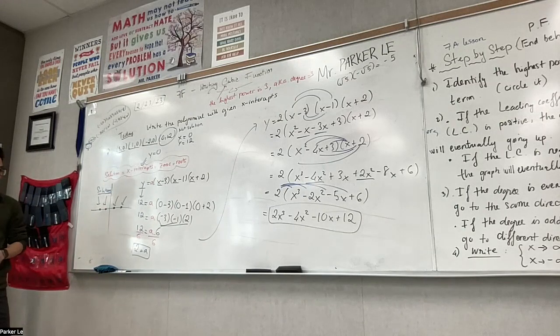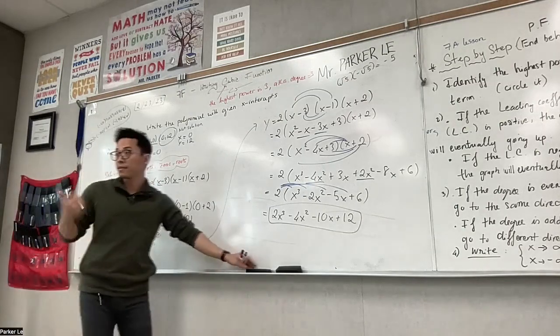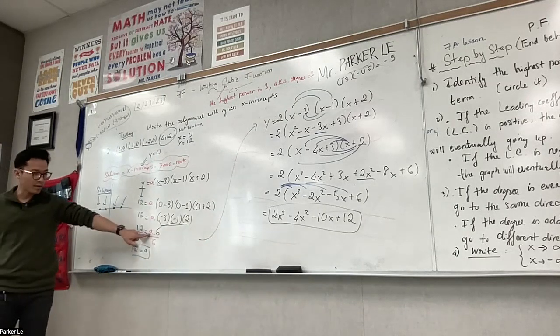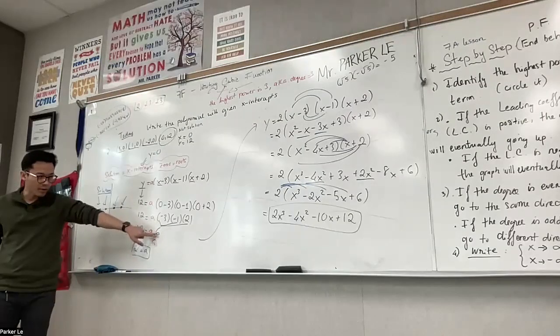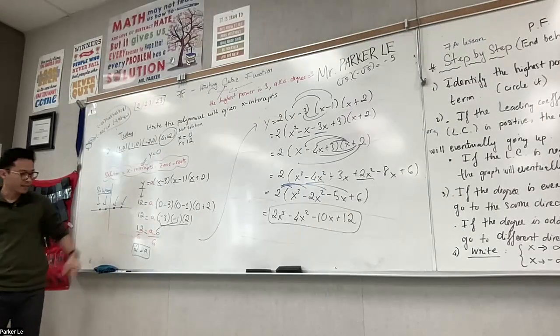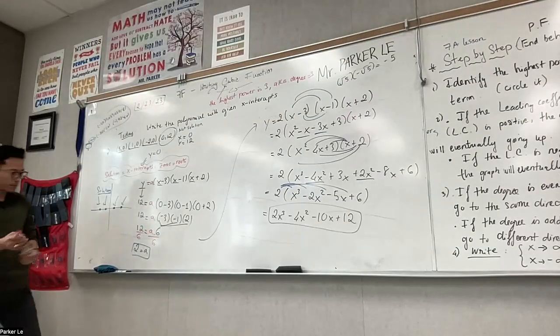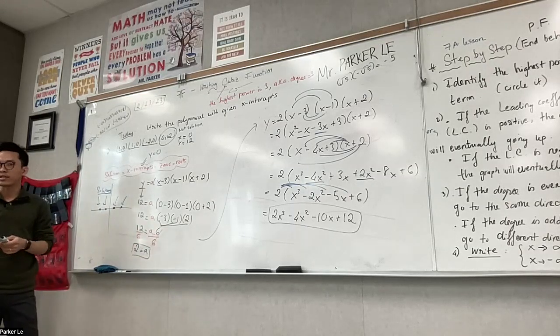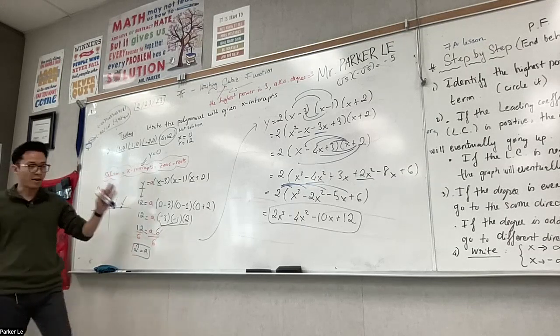Whatever questions. Why do we do that? Oh, I divide by a because I want to get rid of the 6 right here. So I divide by 6, cancel this out. Any other question? Any question you have? Okay. All right. Can we move on?